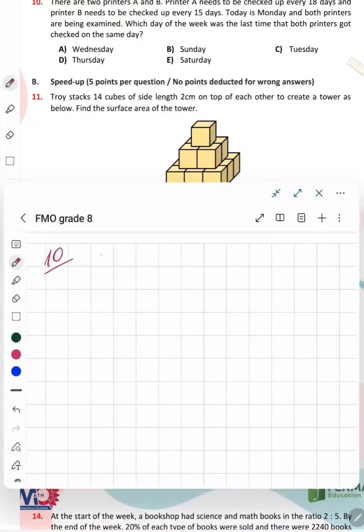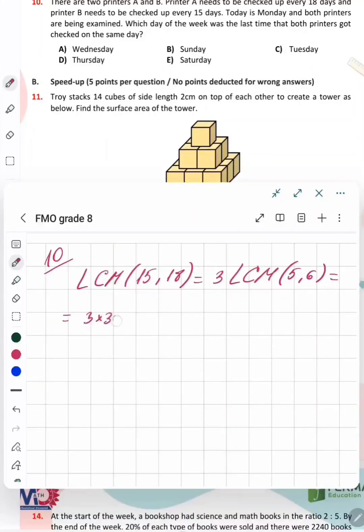Alright, we understand that they coincide every LCM days. Let's find the LCM of 15 and 18. So we can take 3 out to find the LCM of 5 and 6. We know the LCM of 5 and 6 is 30, so 3 times 30 equals 90. So Pierce's simultaneous check was 90 days ago.